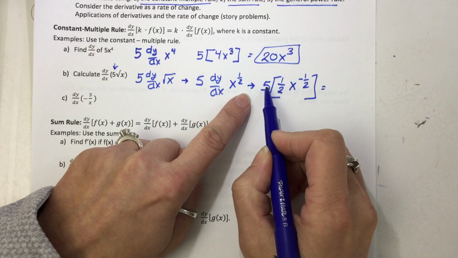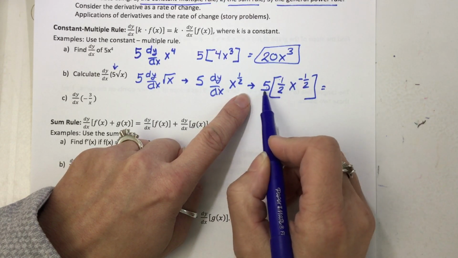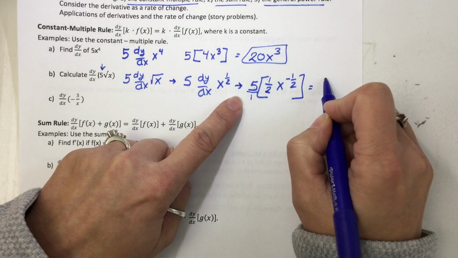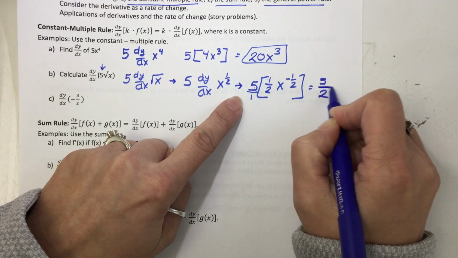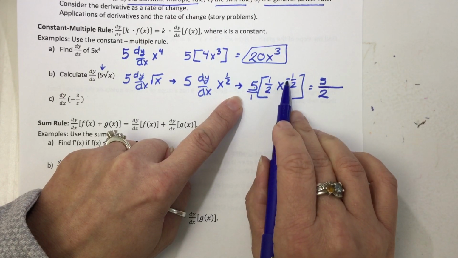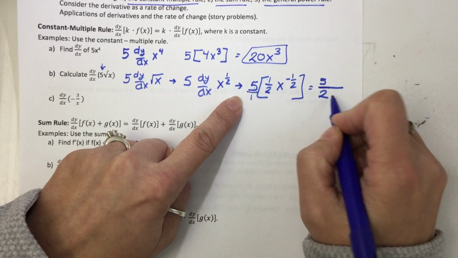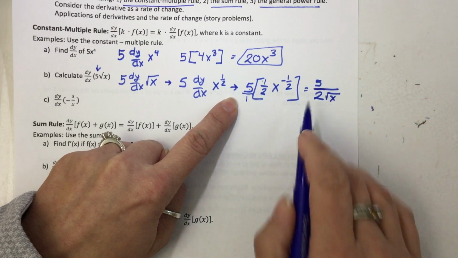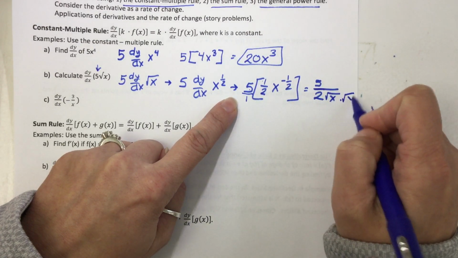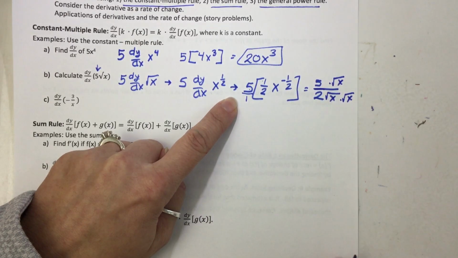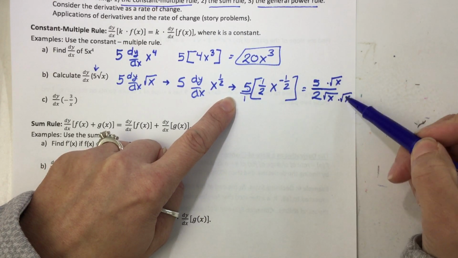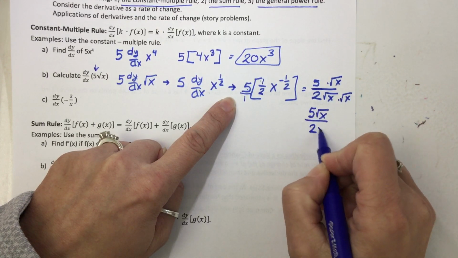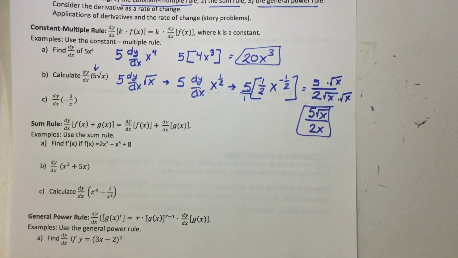So now when I multiply this, top times top, bottom times bottom, this 5 doesn't have a denominator, so it's like it has a 1. This is 5/2. X goes on the bottom because it's a negative exponent, to the 1/2, so it's a square root of x. This is my final answer, so I cannot leave a square root on the bottom. So I need to rationalize by multiplying both top and bottom by that square root of x. So 5 square roots of x over 2x.